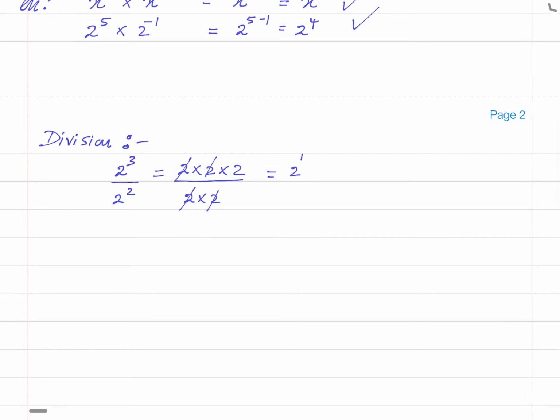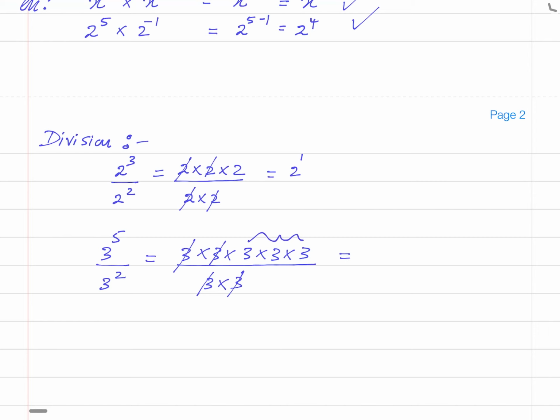You will see a pattern later on. Now, if you have 3 to the power 5 divided by 3 to the power 2, then 3 times 3 times 3 times 3 times 3, 5 times, divided by 3 times 3. Now you can see the cancellations again.